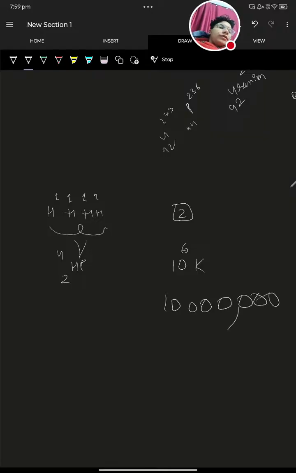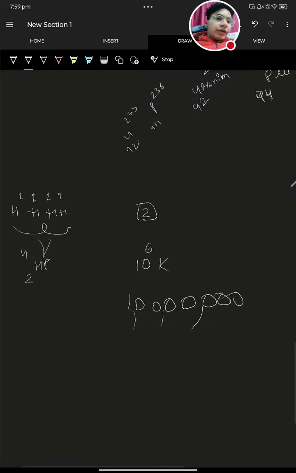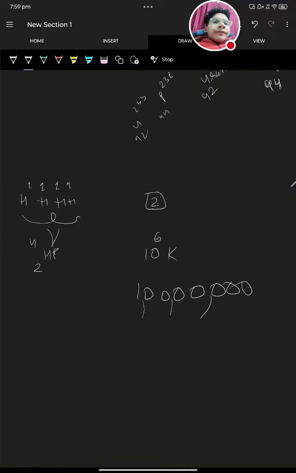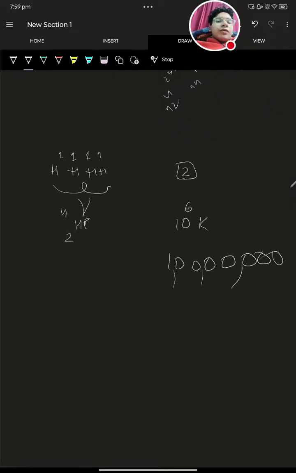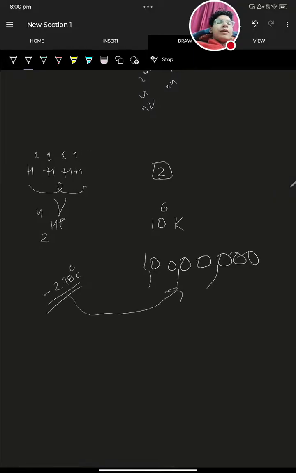1 2 3 4 5 6, this is 1 crore Kelvin. And there is no cold. The lowest you could go to is minus 273 degree Celsius. This is absolute zero in a sense. Cold is not a thing. It is just absence of heat. Heat can be as much as it can be.